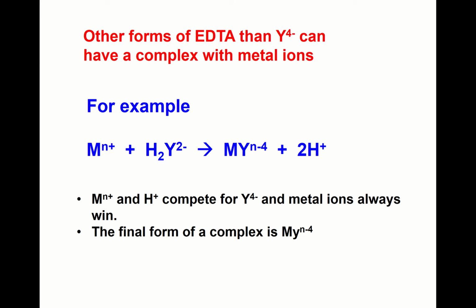Here metal ions and protons compete for this EDTA, and metal ions always win. Here the metal ions now kick out the protons. The final form of the complex is all the time this, large Y, M n minus 4. Don't be confused.